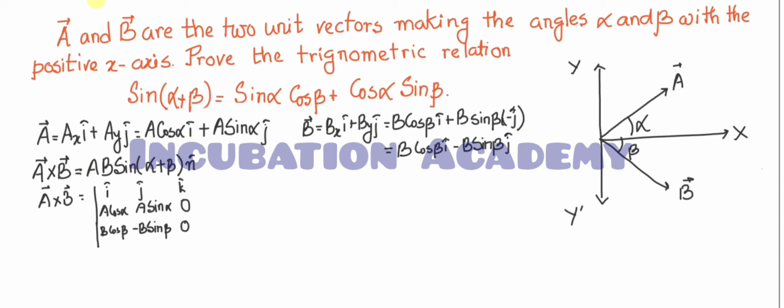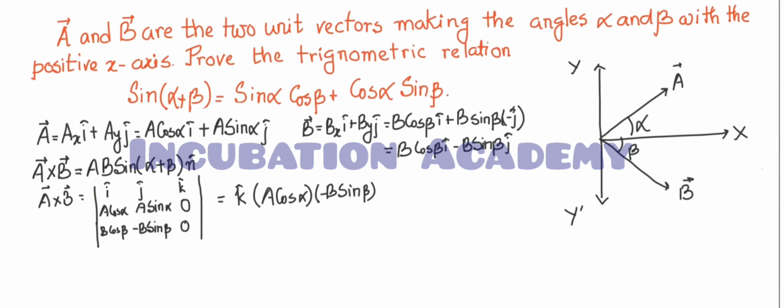So if I solve this determinant shown here, the coefficient of I cap becomes 0, the x component of the vector which we find after getting A cross B. It is easy to understand from the determinant that the I cap and J cap terms vanish. So only one thing exists here, and that is K cap. And since we are taking the magnitude, we are not writing down the K cap.